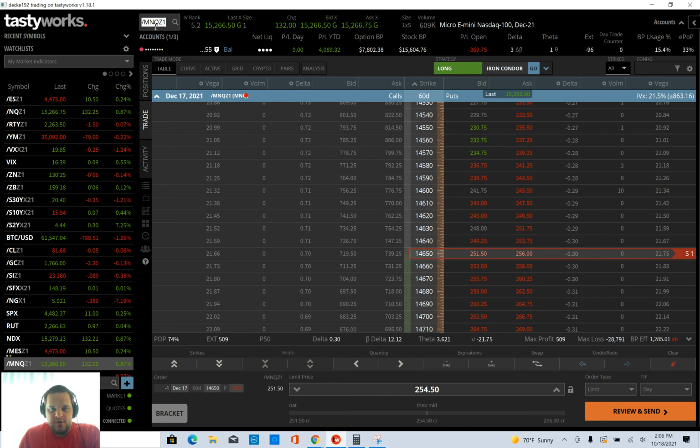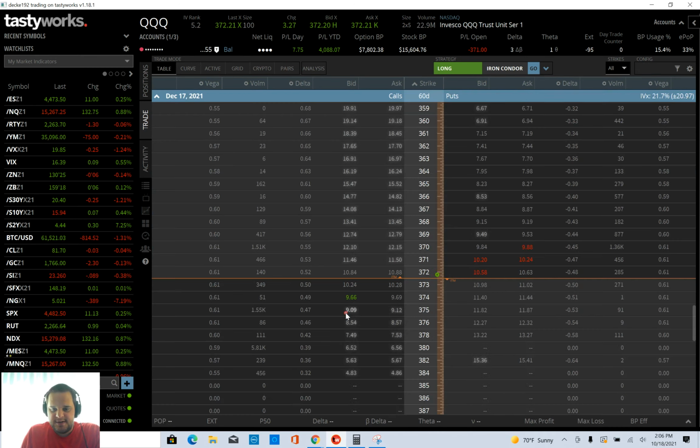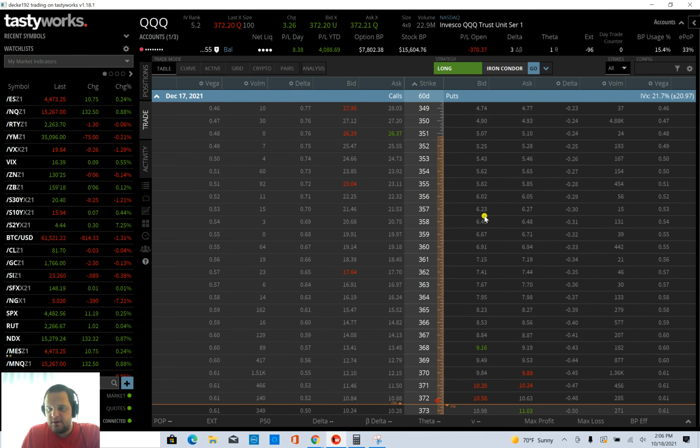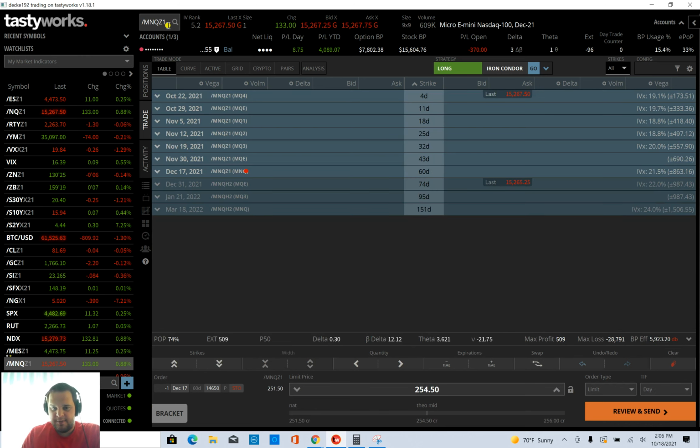If I go to QQQ, just for comparison, if I go to the 60 DTE, I sell the 30 delta option. It's not exactly 1-for-1, but you can see my buying power effect is almost $6,000. So the MNQ is much more leveraged, much more efficient, uses up less capital. You can see here 1,300. So a lot less. That's why I like to use MNQ.